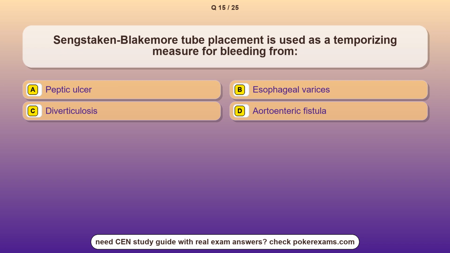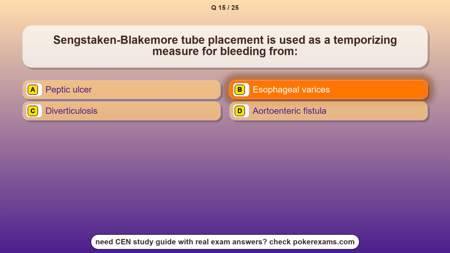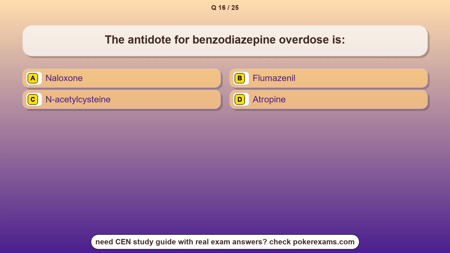Question 15. Sengstaken-Blakemore tube placement is used as a temporizing measure for bleeding from: Option A. Peptic ulcer. Option B. Esophageal varices. Option C. Diverticulosis. Option D. Aortoenteric fistula. The correct answer is option B. Esophageal varices.